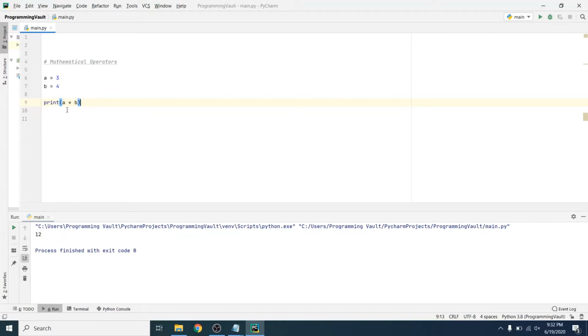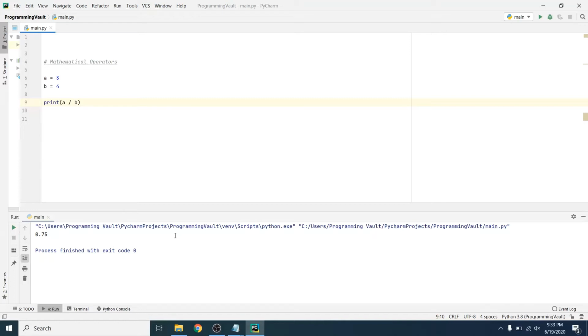There's also division. Let's go ahead and do the division symbol. You just do it with a forward slash, right? It's A divided by B. And we'll run that. 0.75, that's right. 3 divided by 4 is in fact 0.75. And those are all of the normal ones that most people know, right? Just about everybody knows those 4 mathematical operators.